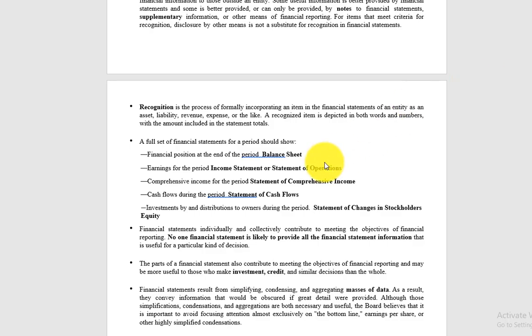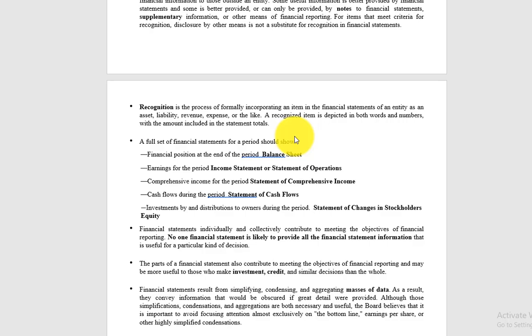Now, there are some concepts in here that are going to come back over and over again. The first one is recognition. Here, highlighted, something is recognized when it is put on the financial statements so that it's communicated to the users.